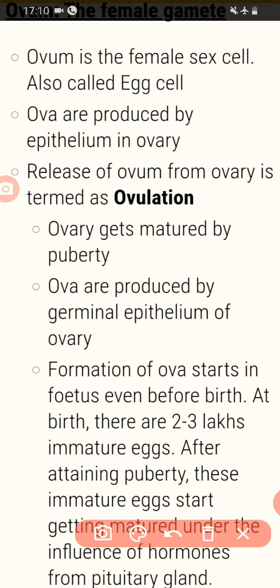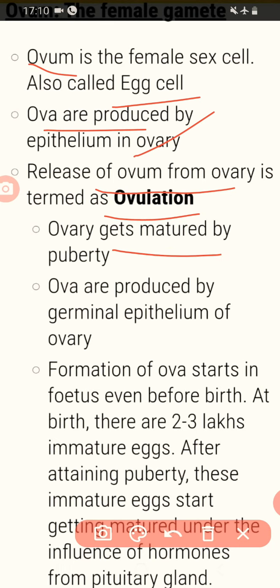Now coming to another very important part, that we know that ovum is the female sex cell, which is also known as the egg cell. Now these ovum are produced inside the ovary. Release of ovum from the ovary is known as ovulation. Ovulation का मतलब क्या होता है? Release of ovum from the ovary.